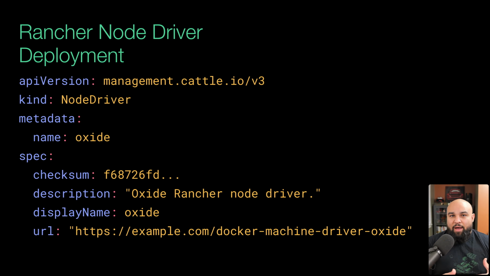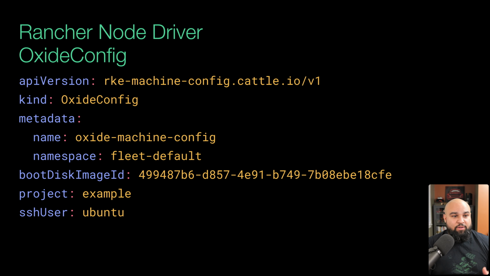Well, once I build that binary and implement the interface, I can deploy the actual plugin to Rancher using this manifest, saying, hey, Rancher, I want to create a node driver. It's going to be called Oxide, and here's all the information for that plugin and where to find it. Then once I have that deployed to Rancher, I can create a configuration that the plugin actually expects. So for example, in this case, the plugin is expecting you to pass it the boot disk, the project to create the instance in, and an SSH user.